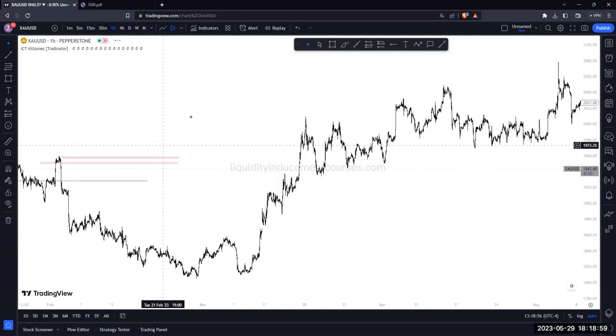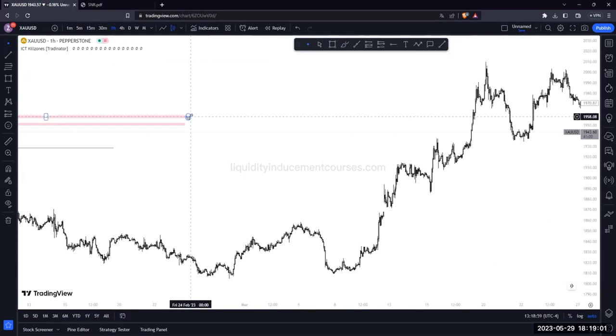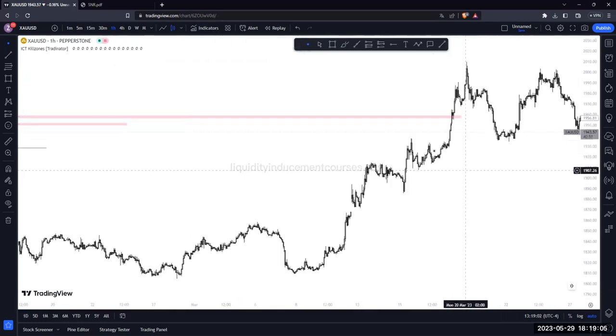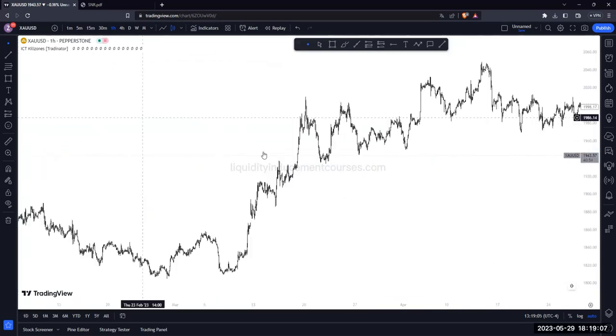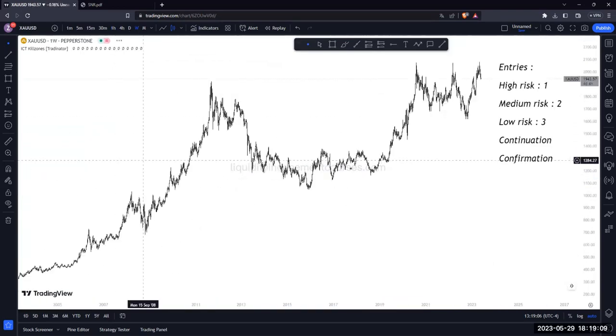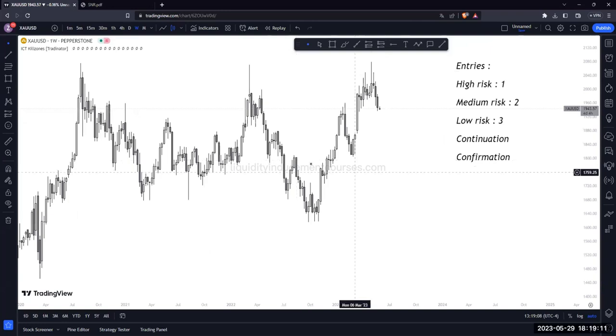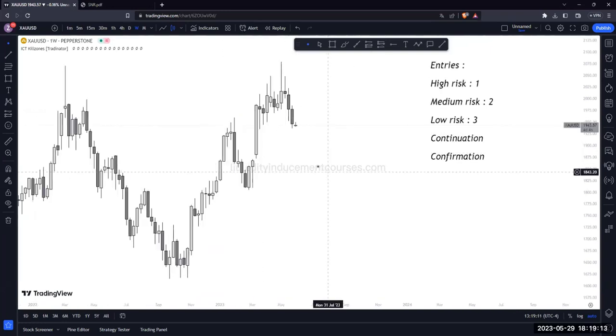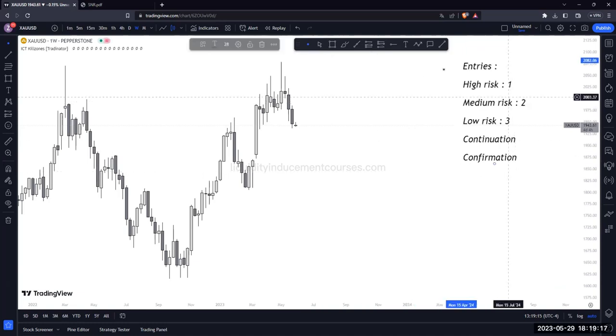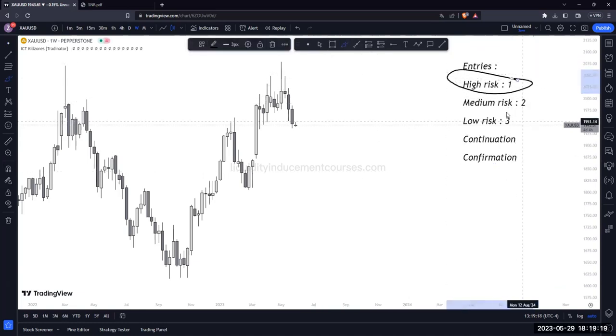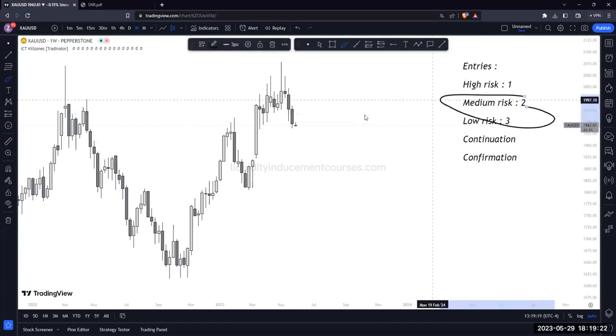As you can see right here, this one would have failed you. It's high risk, and it would make sense if I lose this trade. But I'm going to show you how to take high risk entries in a more proper way. So that's for high risk. Understood now? Any questions about this? Now we go to the medium risk.